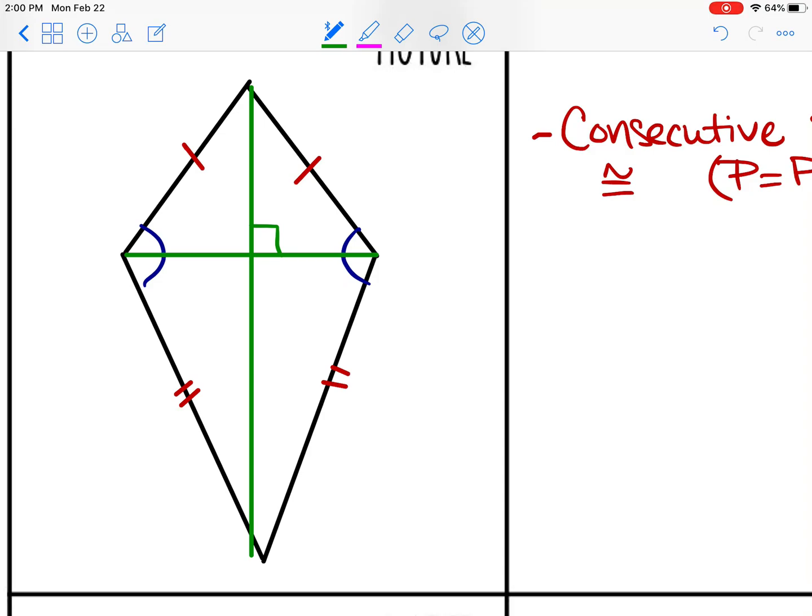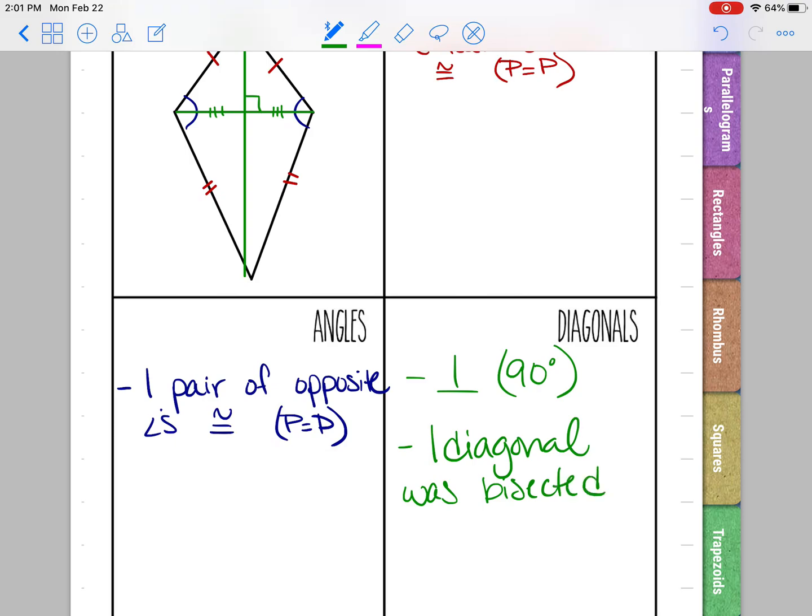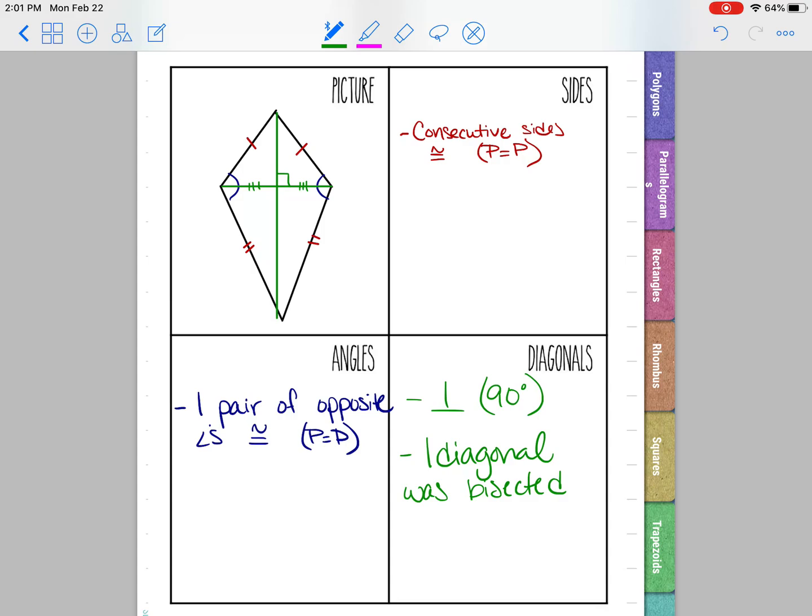The last thing about the diagonals is that this line right here in pink has been bisected. So we can say that this piece is the same as that piece. Okay, so let's go ahead and write those characteristics down. First one was that they are perpendicular, which means you have your right angles. And one diagonal was bisected. And those are your characteristics of kites. So again, just like with parallelograms, use these pictures and use these markings to figure out what is congruent, where are your right angles, things like that.